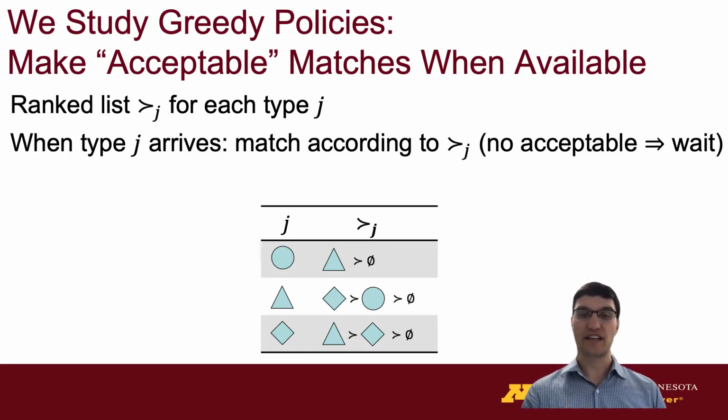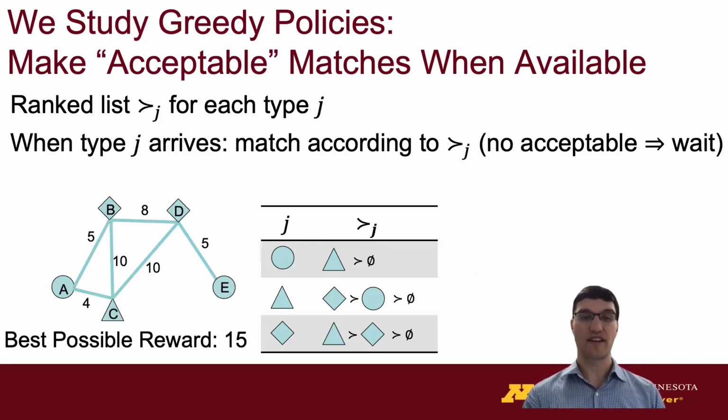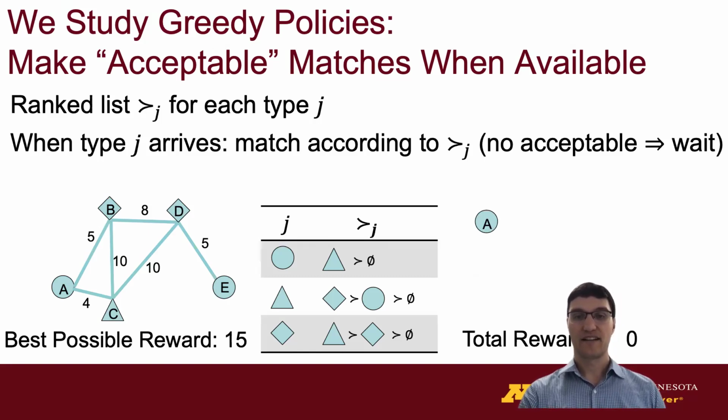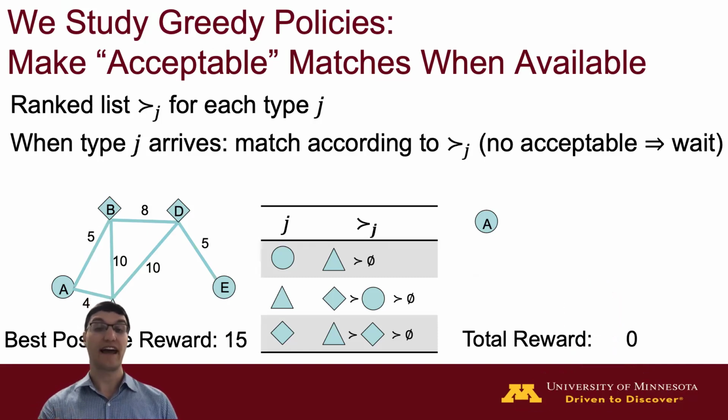So let's see how this particular greedy policy would play out in the example that we've already seen. Remember, this was an example where the actual maximum possible reward was 15. How would this greedy policy do? Well, the first thing that happens is that agent A arrives, and there's no one to match to, so of course we just wait. Then B arrives, and if we look at the list for a diamond, we see that diamonds don't match with circles, so we don't form a match, we wait.